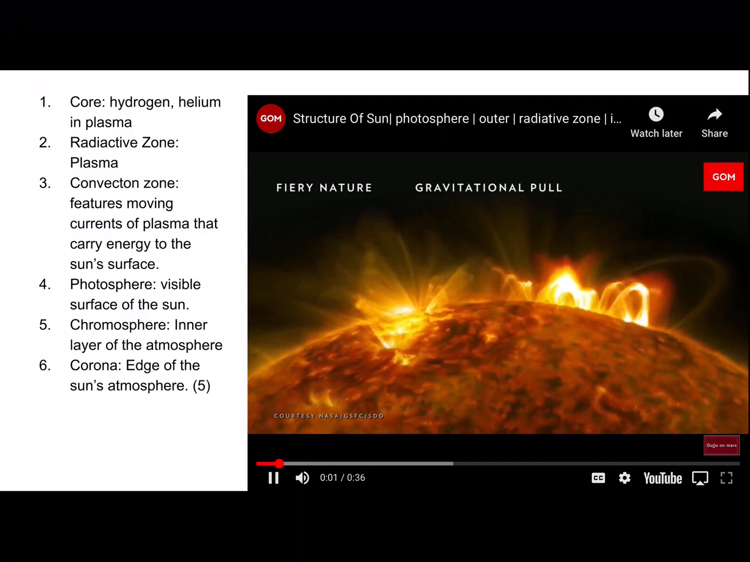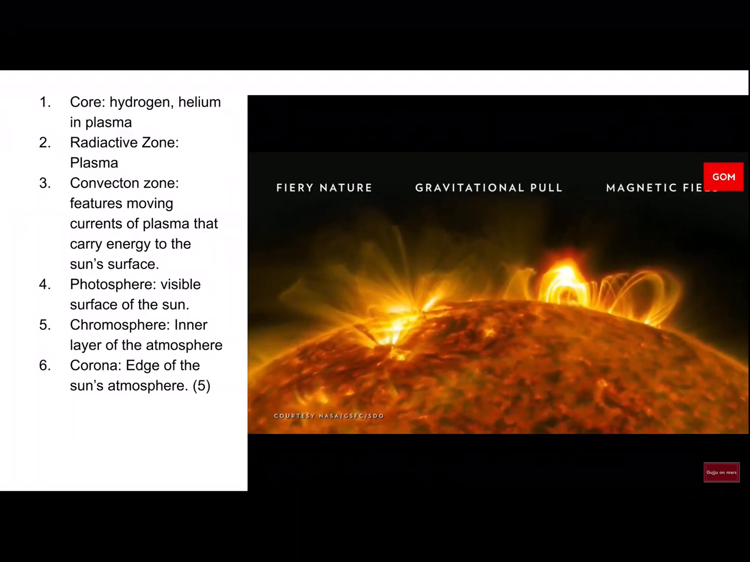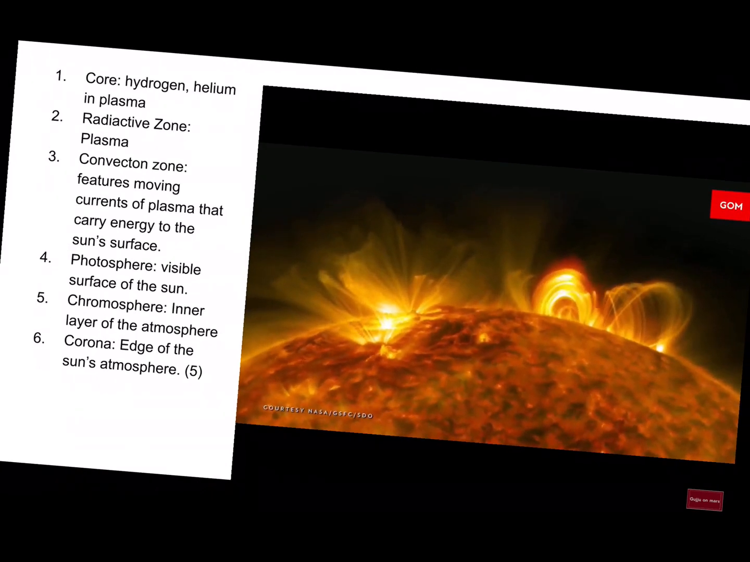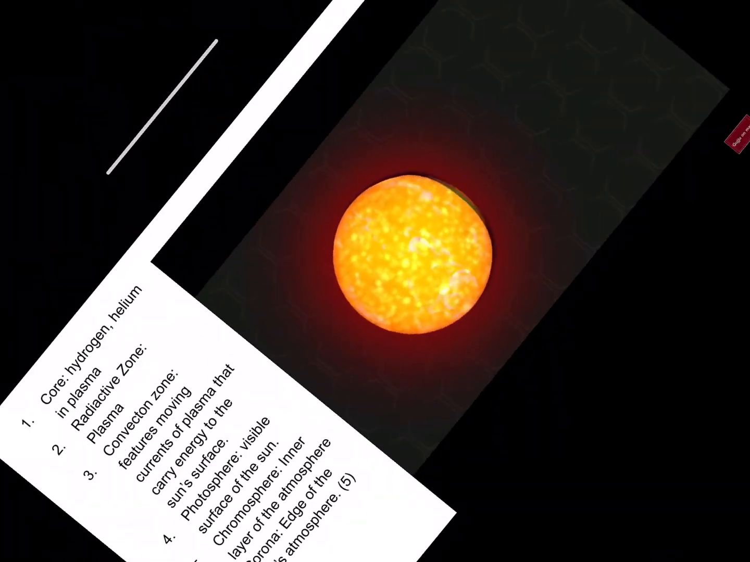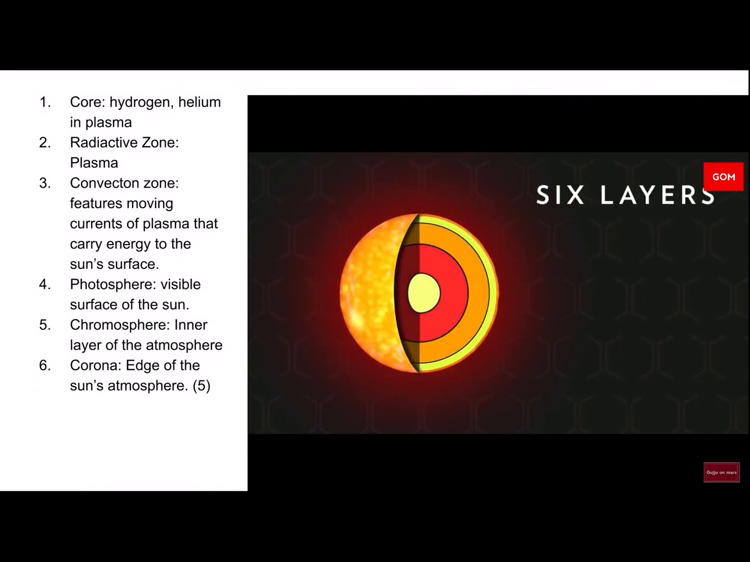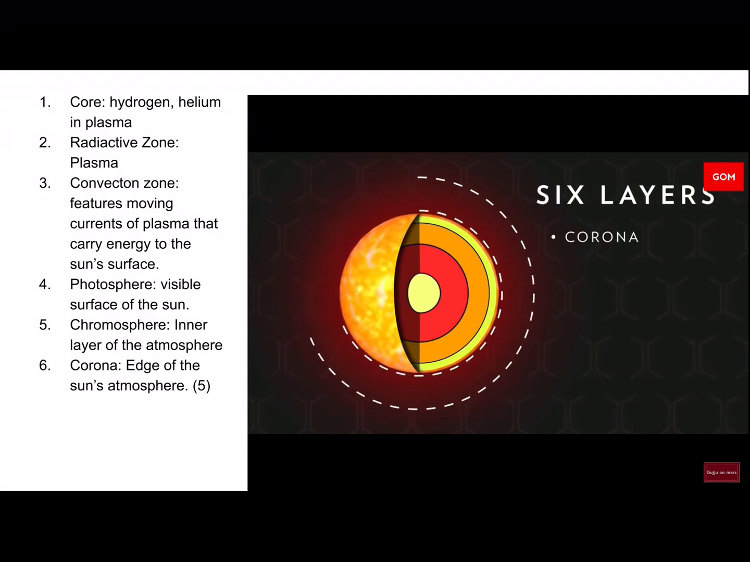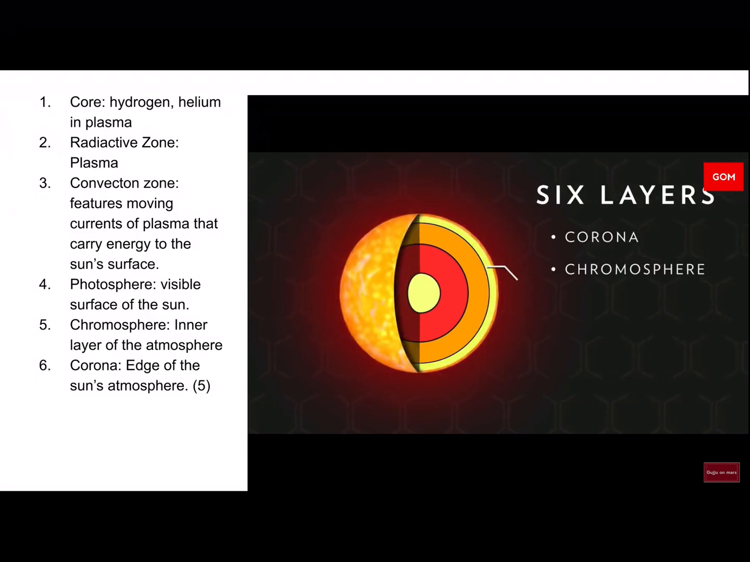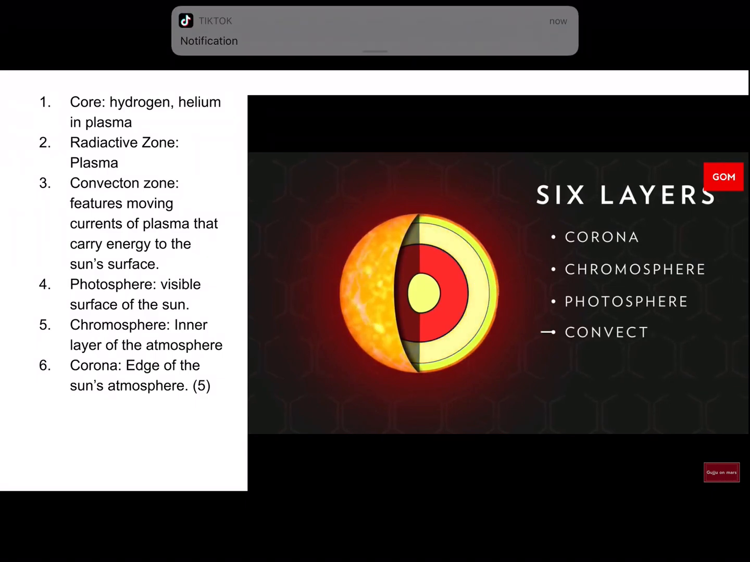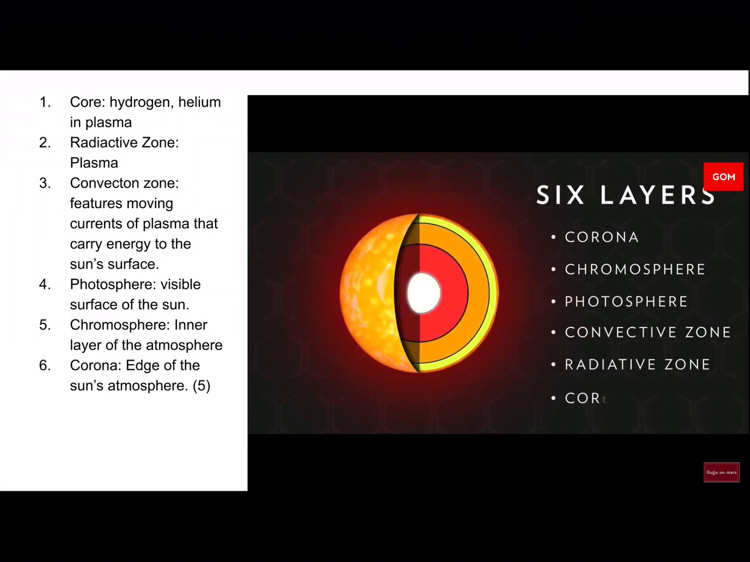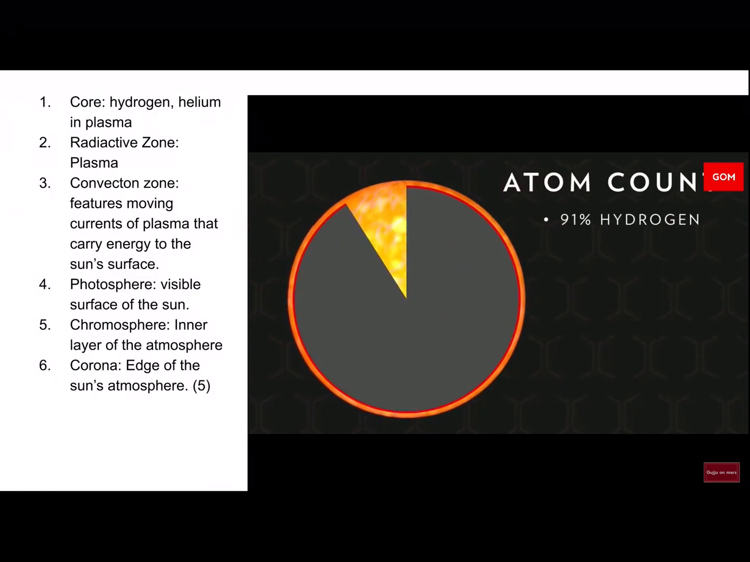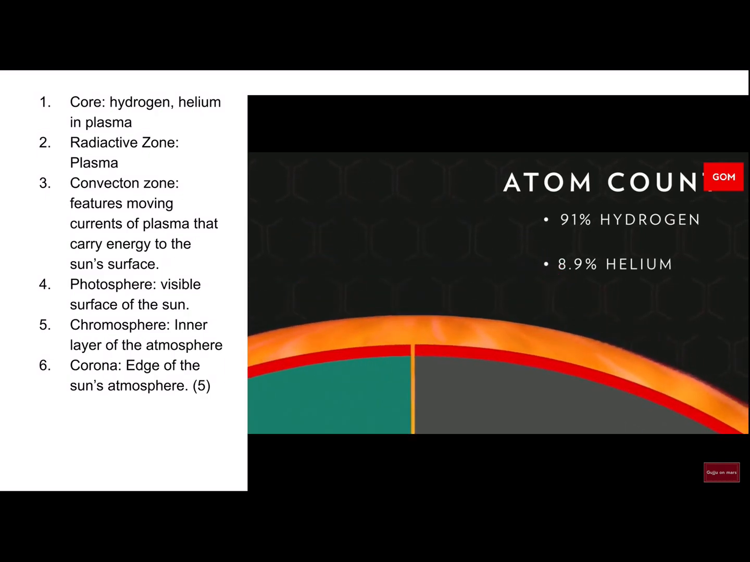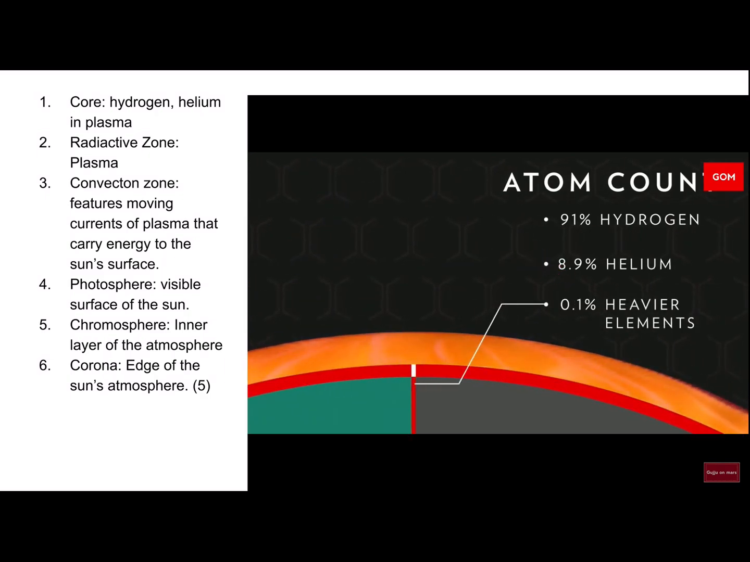Nature, along with a tremendous gravitational pull and an extensive magnetic field, helped it to become the heart of our solar system. The sun can be divided into 6 layers or regions: the corona, the chromosphere, the photosphere, the convective and radiative zones, and the core. In terms of atom count, the sun is about 91% hydrogen, the sun's fuel, 8.9% helium, and 0.1% heavier elements, such as carbon and nitrogen.